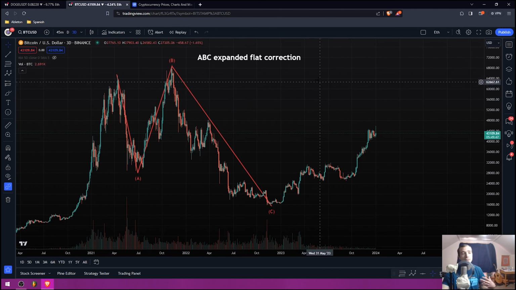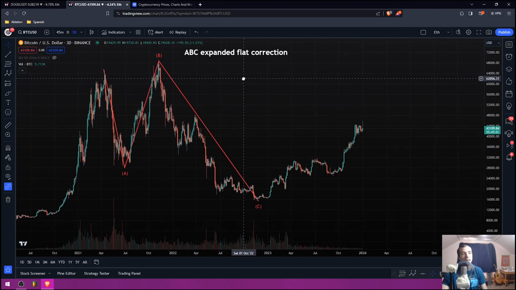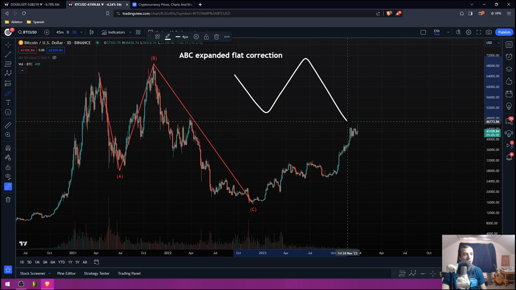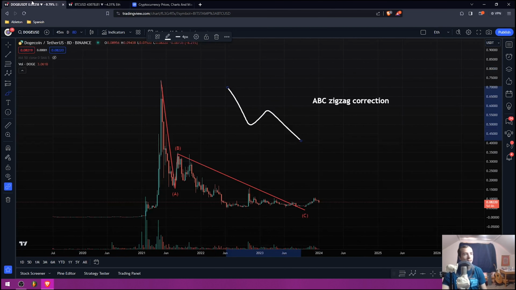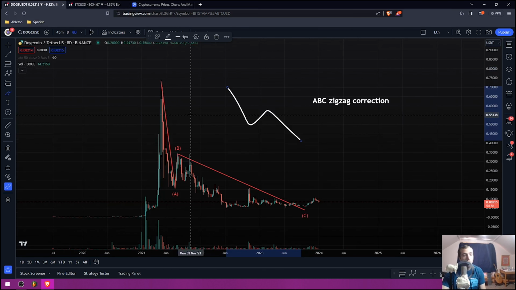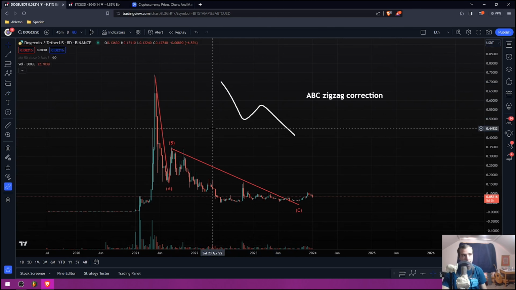And an expanded flat literally looks like an expanded flat pattern. You can see the B wave expands out up above and then comes back down pretty close to where wave A was, so it looks like that. So that's the two different shapes of Elliott wave corrections. Now, the reason why all of this is important with Bitcoin, with Dogecoin, is because knowing where this correction ends is the most lucrative thing you could ever learn inside of a market.